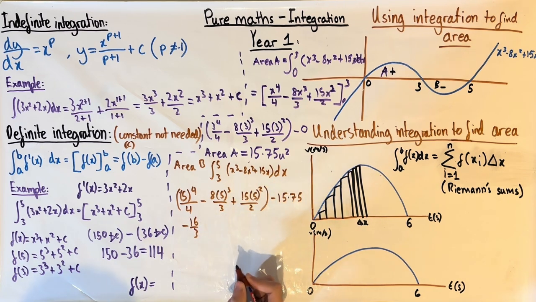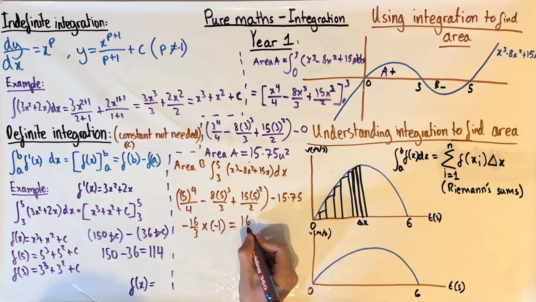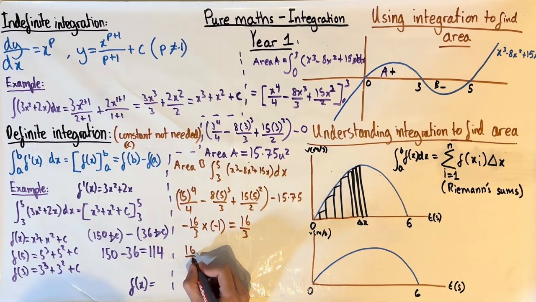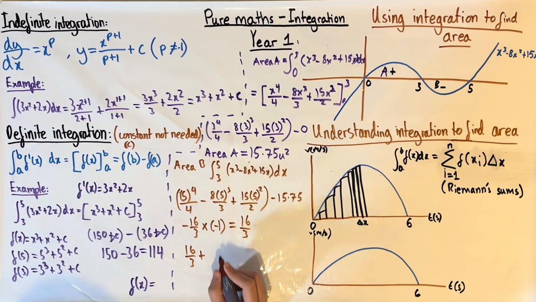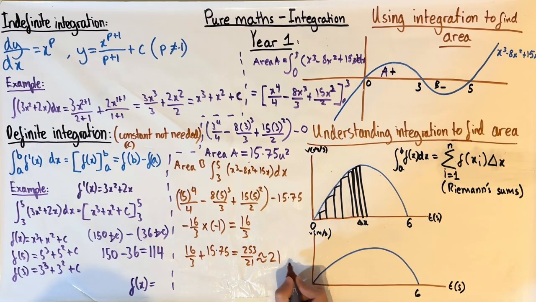And because area isn't negative, we can't have the area as being negative, we times by minus 1, which gives us a value of 16 over 3. Then we do 16 over 3 plus the area of A, which is 15.75, to give us a value of 253 over 12, or approximately 21 units squared. So that's essentially all you're going to be required to know and do.